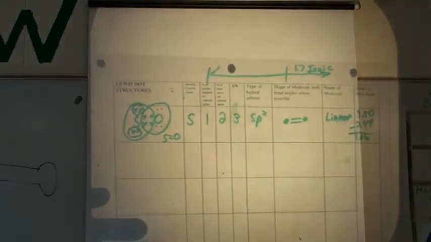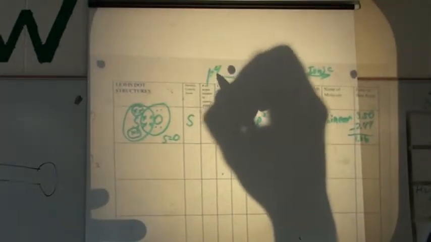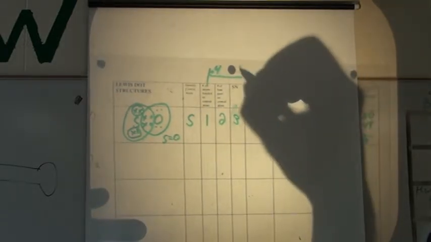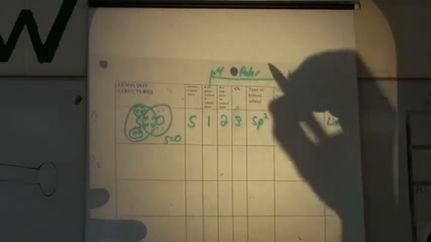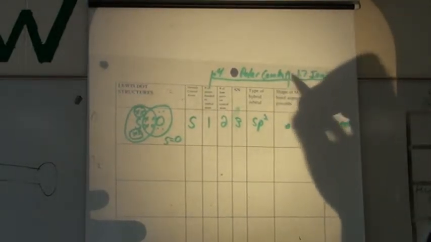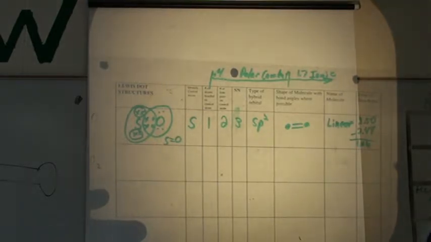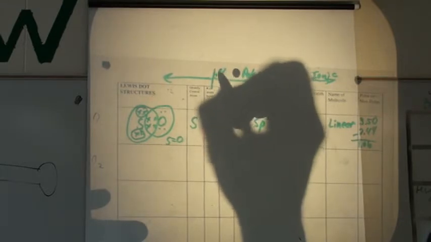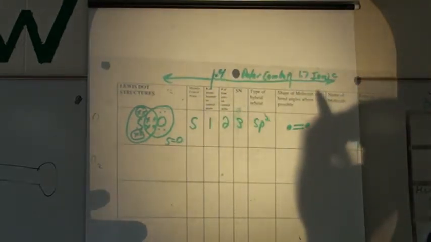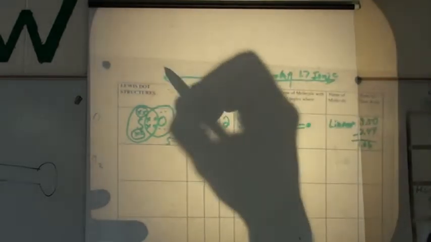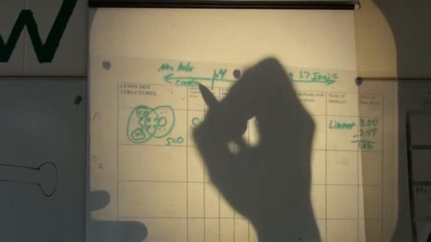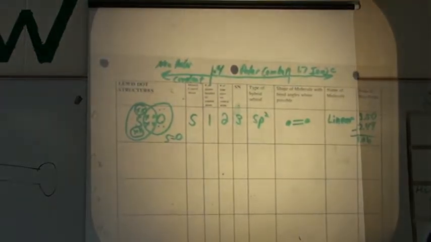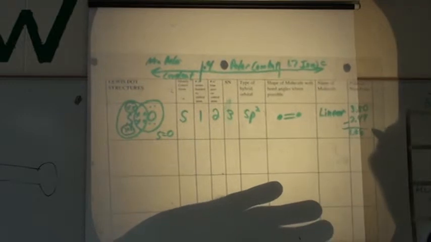If it's between 0.4 and 1.7, you have a polar bond, also called polar covalent. If it's below 0.4, then it would be nonpolar. That's only for 2 atoms? You only do this when it's 2 atoms. So this thing is 1.06, so it would be polar.